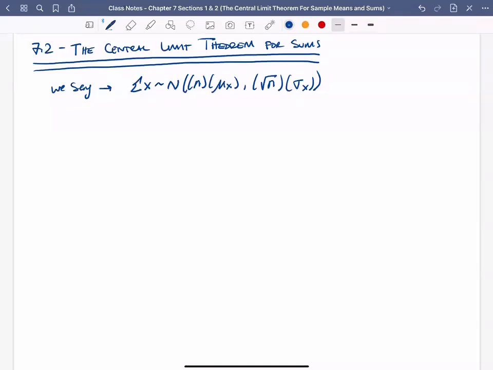So if these are the mean and standard deviation, then to find the z-score, we have the summation of x minus our now mean. That's how you find your mean now. And then our standard deviation, which is square root of n times sigma sub x.